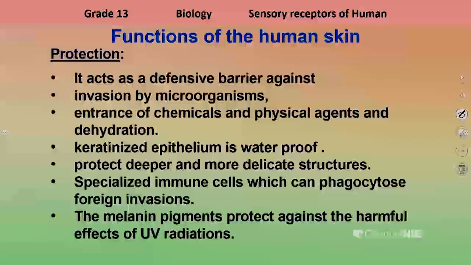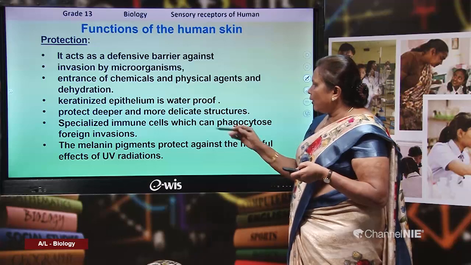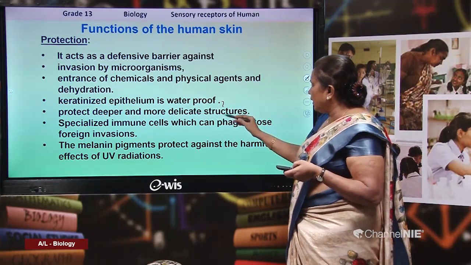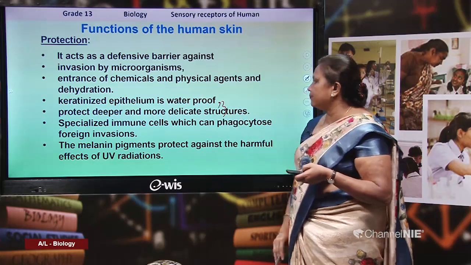Functions of the human skin. You also study this when we explain certain things. Protection. The stratified squamous epithelium gives a certain barrier for entry of microorganisms and chemicals, and prevents dehydration. All these are important related to the protection. Then keratinized epithelium is waterproof. It doesn't allow water to move into the inner regions. It protects deep and more delicate structures due to the waterproof nature here.